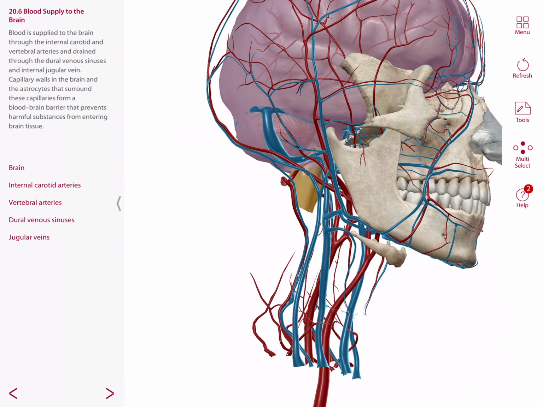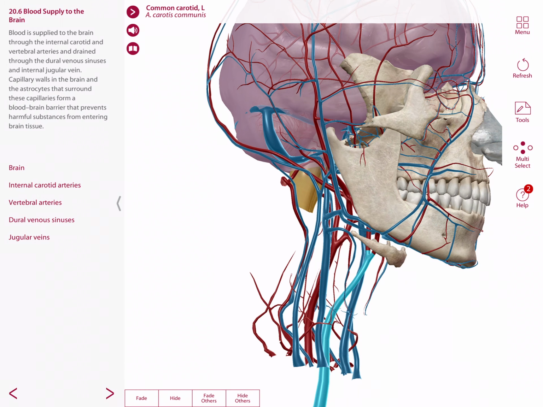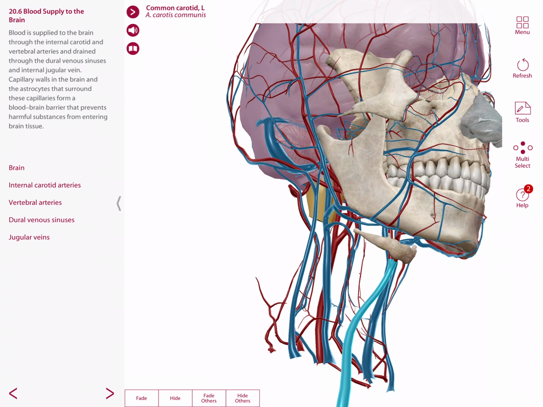You've probably heard of the carotid arteries. And so we've got this right here. That's your common carotid artery. This is the one that is pulsatile. This is the one we're going to check if we're wondering if somebody's alive and we walk upon a scene of a tragic accident. We're going to be checking the common carotid artery.